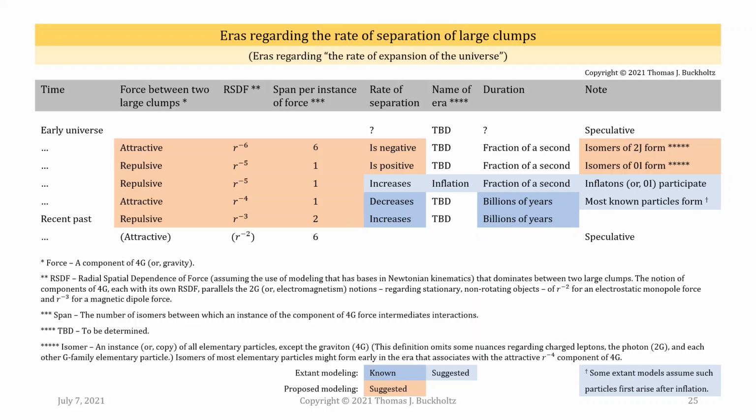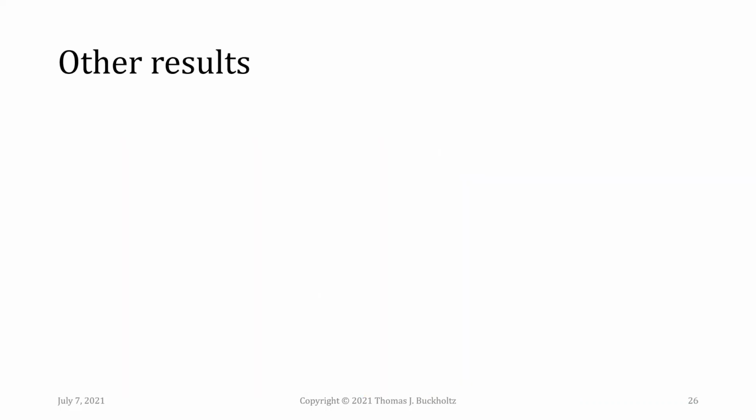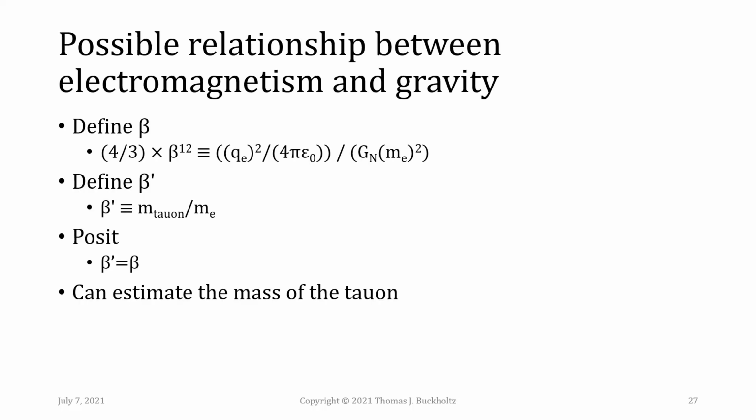Proposed modeling associates the dominant effect for the current era of increasing rate of separation with 4G48, or dipole, repulsion. The span of an instance of 4G48 is two isomers. Proposed modeling suggests that the actual repulsion is, essentially, twice as much as extant modeling might suggest. Proposed modeling suggests other results and suggests possible ways to resolve some other instances in which observations and extant modeling might not agree.